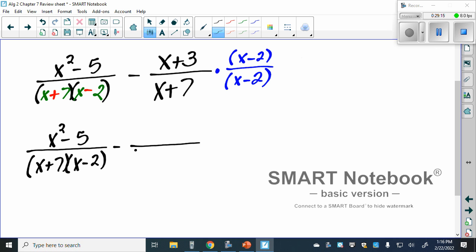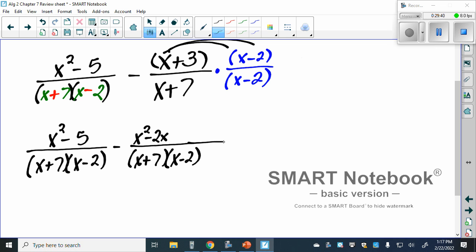Now these here we do need to be careful with because of the subtraction. Because that negative, that subtraction, is going to apply to everything in the numerator of the second expression. So we do need to be careful there. Now we can go on and distribute across the top. X times x would give us x squared. X times negative 2 would be negative 2x. 3 times x is going to be plus 3x, and 3 times negative 2 would be negative 6.